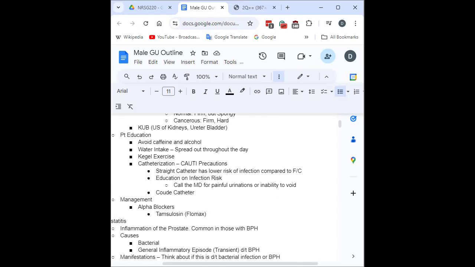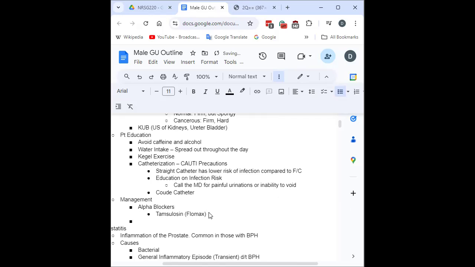I've also seen another med. Let's see if you guys recognize this one. This one is finasteride. Has anyone given it or seen it?